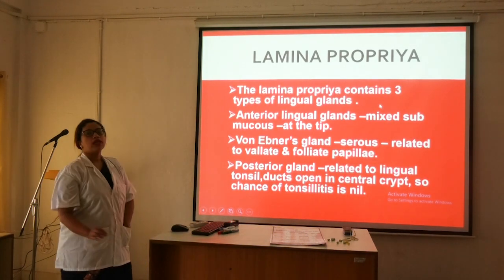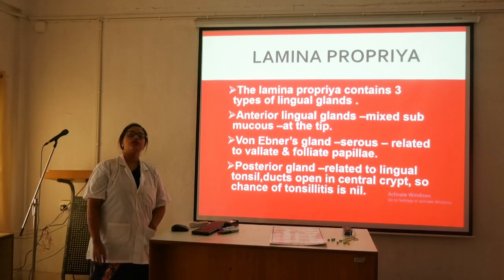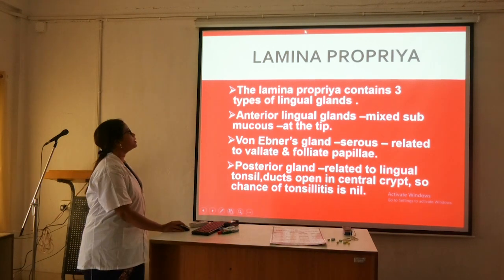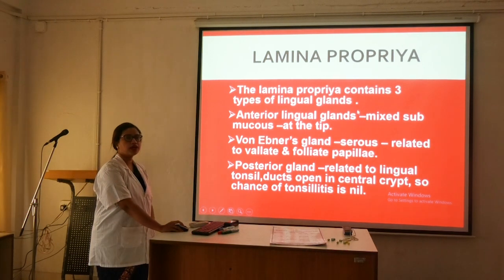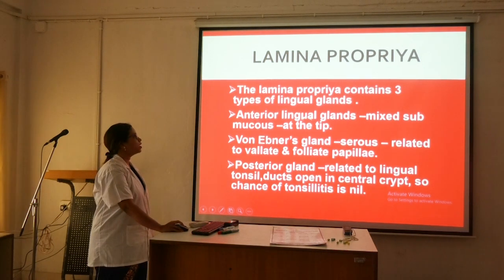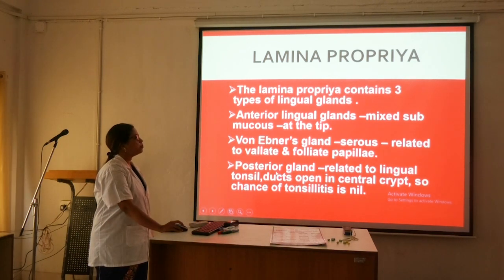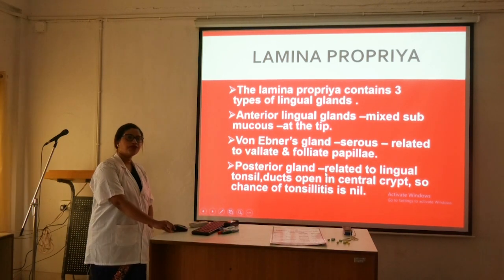Okay, now write down lamina propria. What are the things present in the lamina propria? The lamina propria contains three types of lingual glands: anterior gland, von Ebner's gland and posterior gland. Okay, so these are the three types of gland.